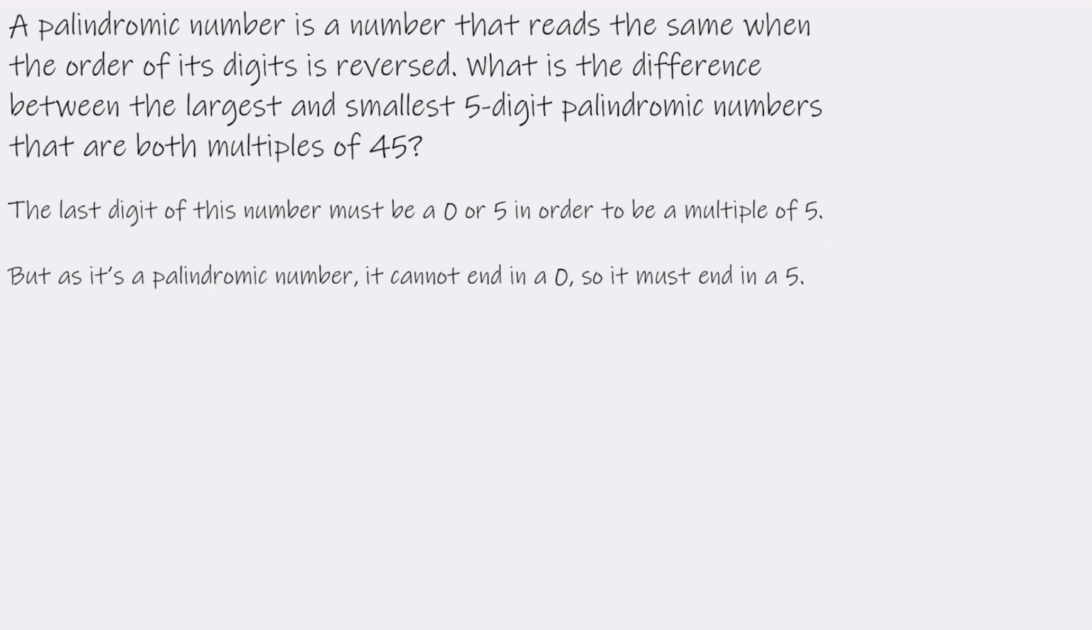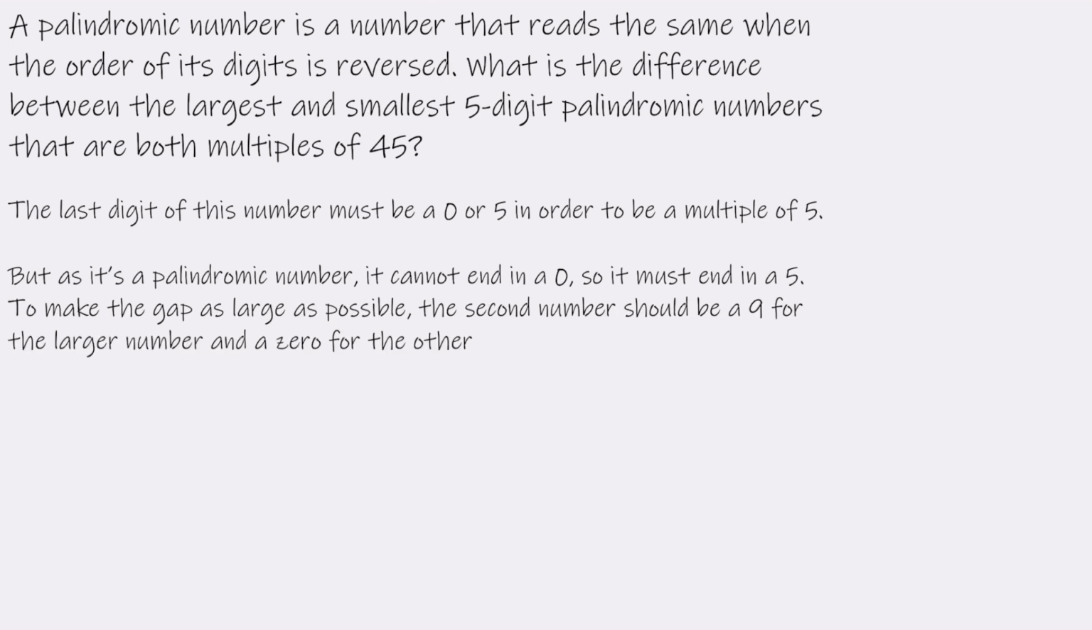And now, because we're trying to find the difference between the largest and smallest 5-digit palindromic numbers, what we should try to do is pick a number that starts and ends in 5, but has the widest gap. So if it was 59,000 and something, and the other smallest number was 50,000 and something, that would allow us to have the widest gap. So we'll try that out.